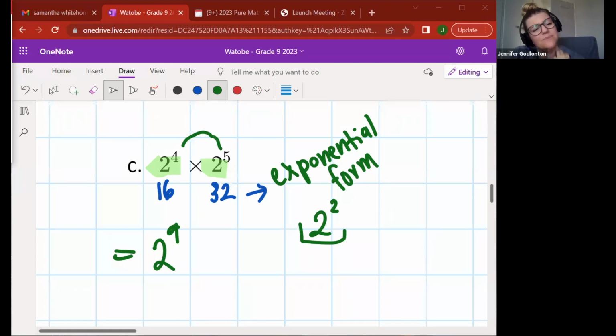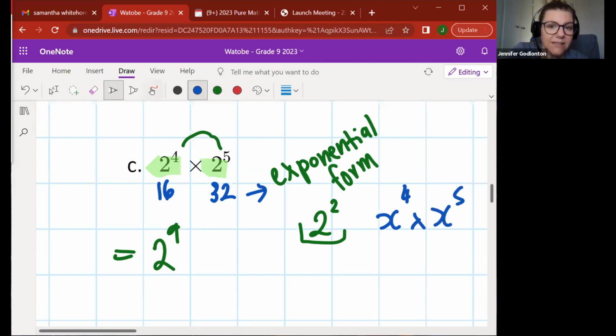Melo, how can I help? Ma'am, how is the base still 2? So think about it in the same way as when we had x's. When we had x to the power of 4 times x to the power of 5, our base didn't change. Our base stayed as x. So whenever we're doing this, you're just adding your exponents. Your base always will stay the same. Okay, thank you, ma'am. Okay, no problem.